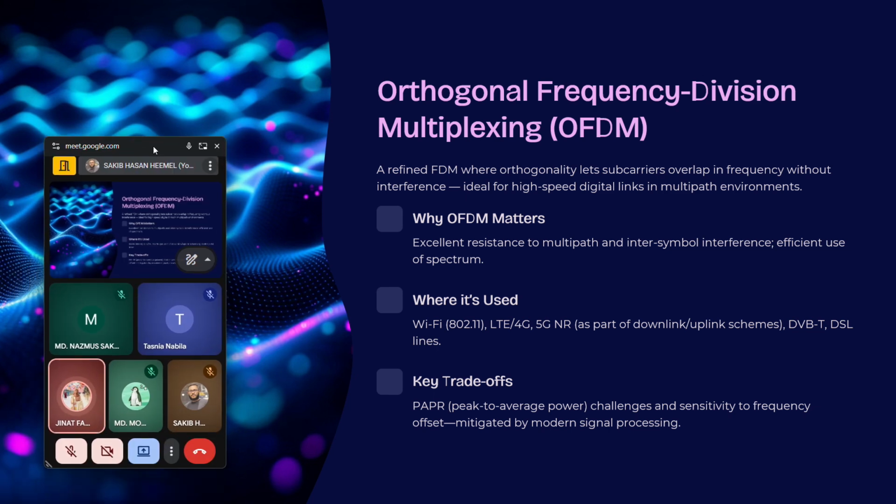This slide explains OFDM. OFDM is a type of frequency division multiplexing where many signals share overlapping frequencies but do not interfere with each other. OFDM is useful because it reduces signal interference and uses bandwidth efficiently. This makes data transmission faster and more reliable. OFDM is used in technology like Wi-Fi, 4G, 5G, digital TV, and DSL. However, OFDM also has some problems such as high power use and frequency errors.